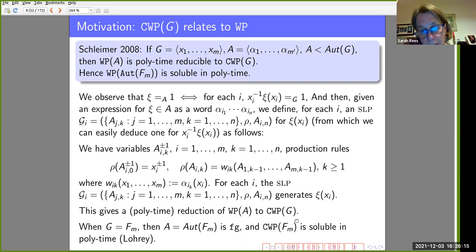And so, since it was proved by Lohrey that the compressed word problem for the free group is soluble in polynomial time, and since it's known that the automorphism group of the free group is finitely generated, you can derive from this result that the word problem for the automorphism group of the free group is soluble in polynomial time. So it's a consequence of Lohrey's proof. That's one motivation for studying the compressed word problem.